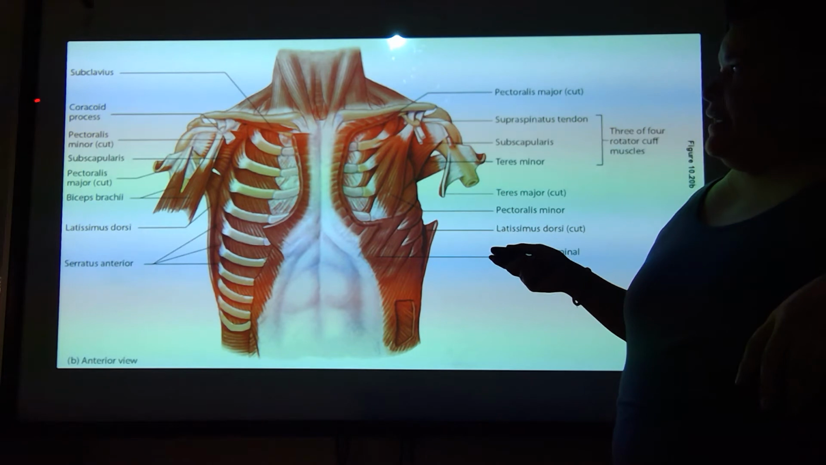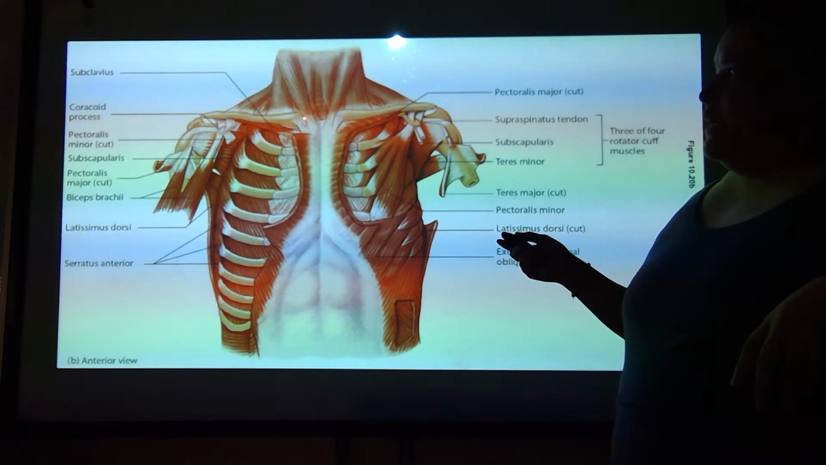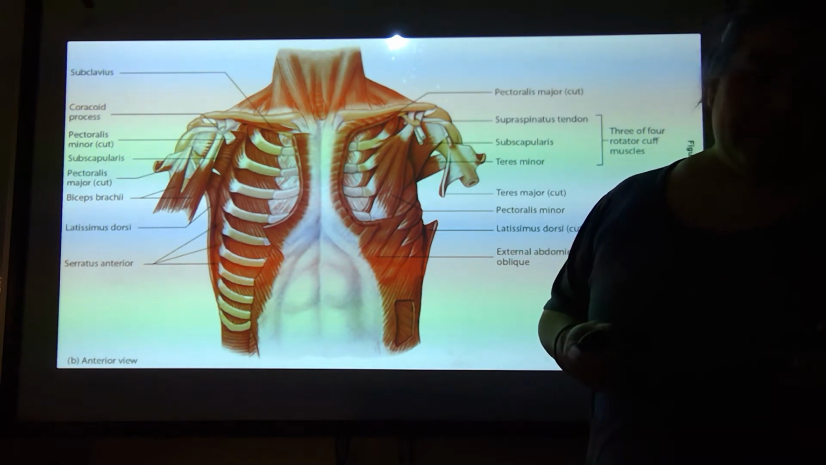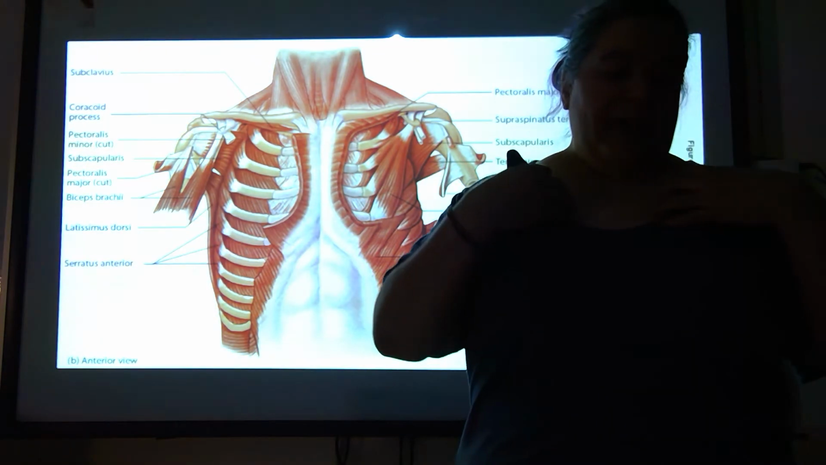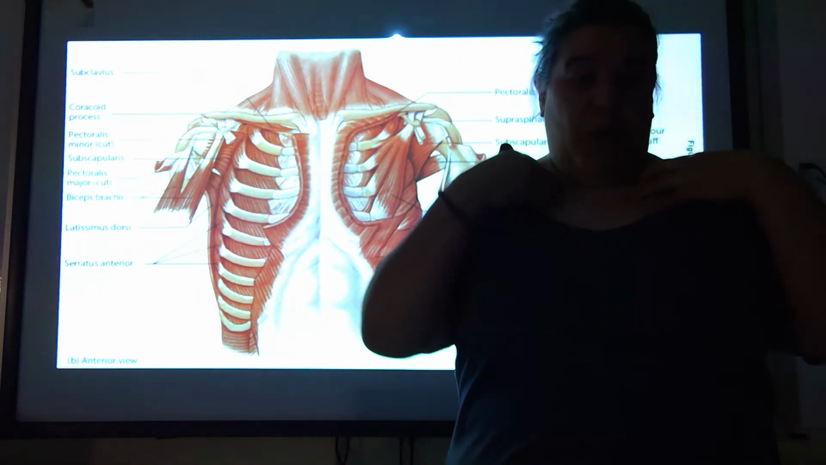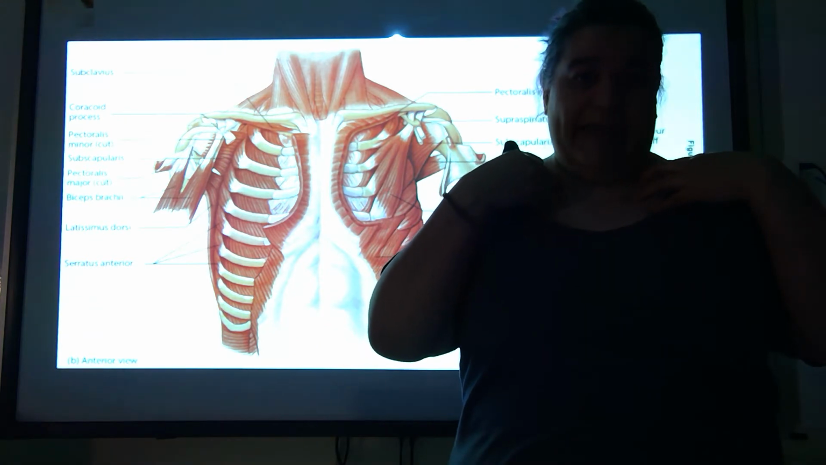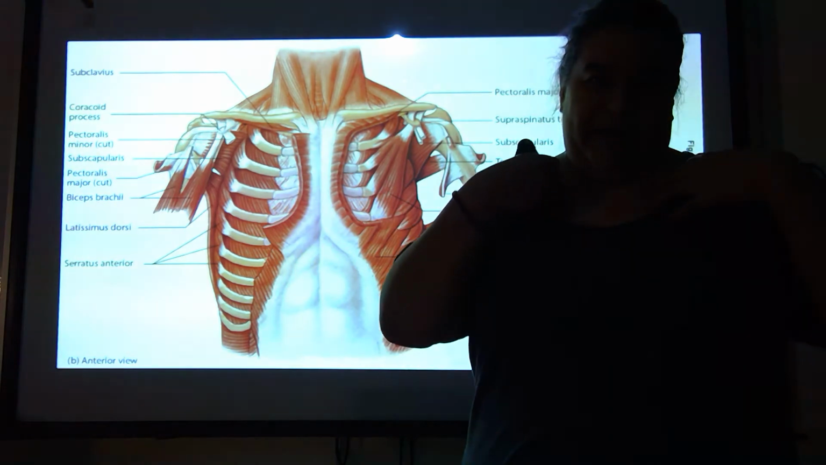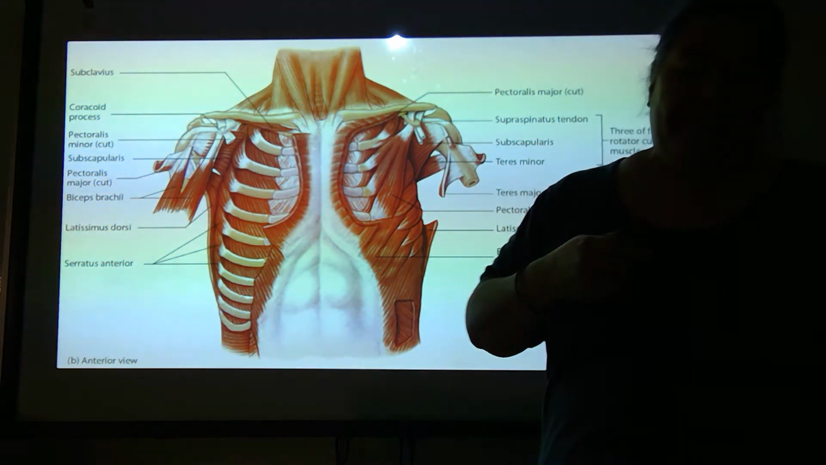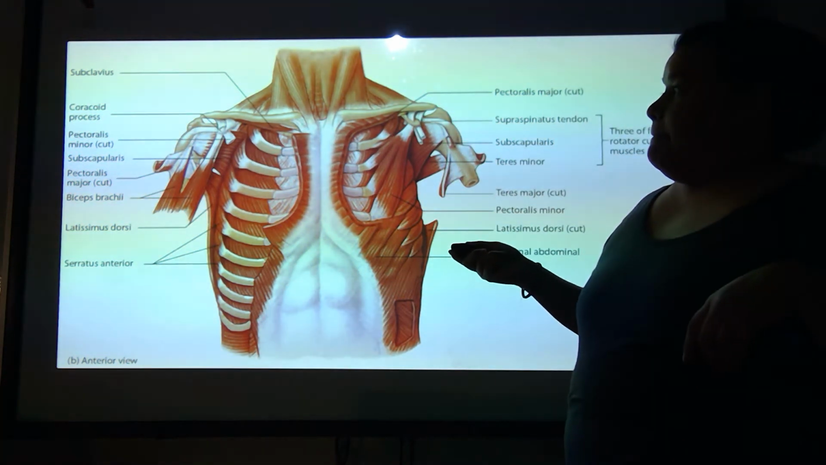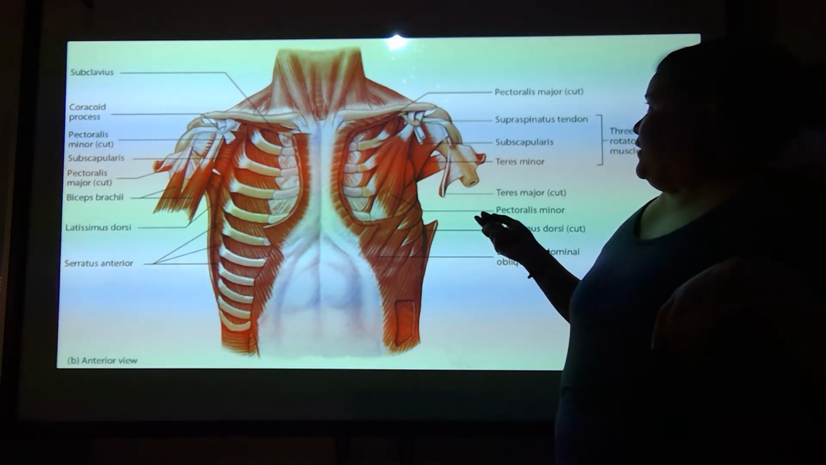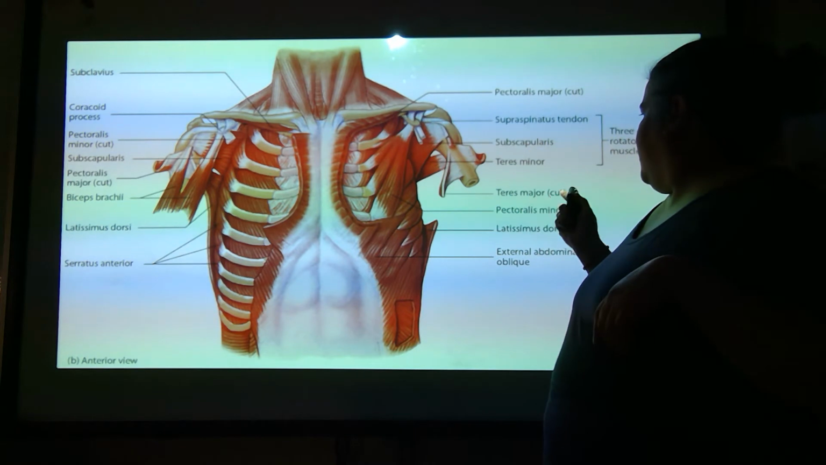So the subclavius, if you look, here's my clavicle and it's right below it. So subclavius makes sense, okay? It actually holds that clavicle in place, and it lifts the first rib slightly. It elevates that first rib slightly. The Pectoralis Minor, okay, which is actually cut here, but where are you?